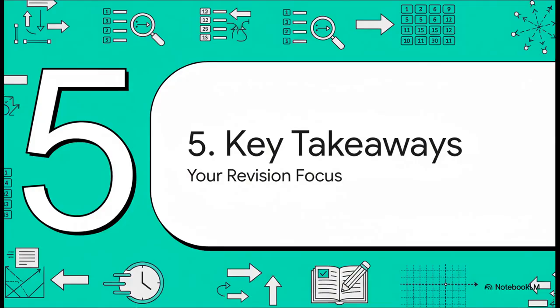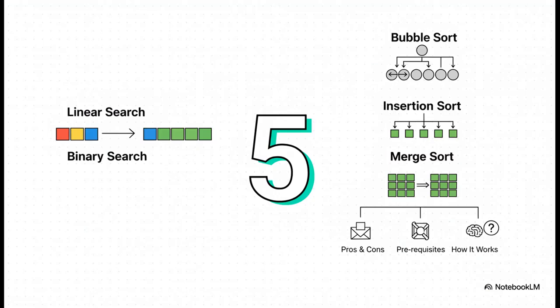All right, let's bring it all home. When you're in that final push for revision on this topic, what are the absolute key things you need to focus on? It really just boils down to one number, 5. That's it. 2 searches, linear and binary, 3 sorts, bubble, insertion, and merge. If you can explain how each one works, talk about its pros and cons, and remember any special requirements, like binary search needing a sorted list, you are in a fantastic position for your exam.